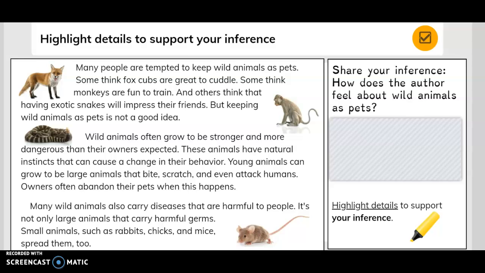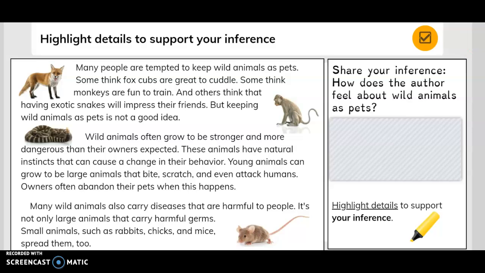Wild animals often grow to be stronger and more dangerous than their owners expected. These animals have natural instincts that can cause a change in their behavior. Young animals can grow to be large animals that bite, scratch, and even attack humans. Owners often abandon their pets when this happens. Many wild animals also carry diseases that are harmful to people. It's not only large animals that carry harmful germs. Small animals such as rabbits, chicks, and mice spread them too.